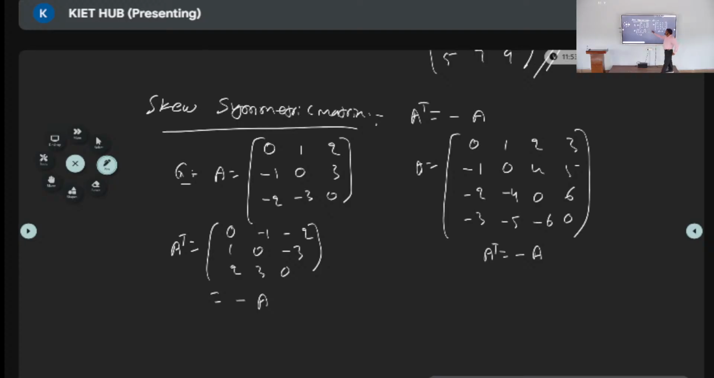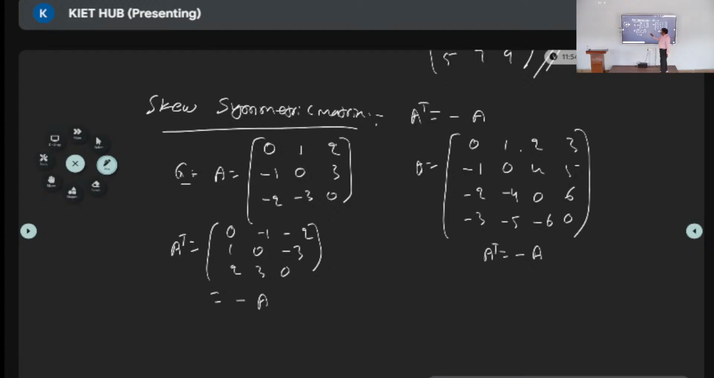Now, how many distinct elements are we having here? Look here, amma, the maximum distinct elements: 1, 2, 3, minus 1, minus 2, minus 3, including 0. How many? 7. In this case, 1 to 6 and minus 1 to minus 6, that is 6 plus 6 is 12, plus 0, including that, 13. Everyone understanding? Here 7, here 13.